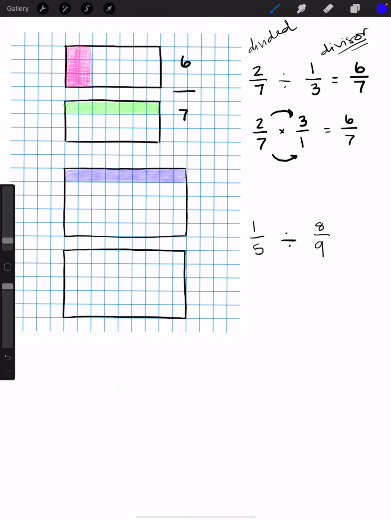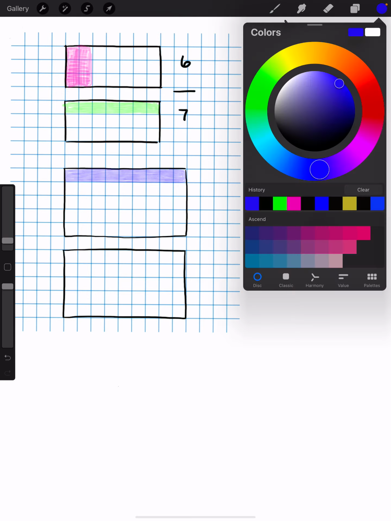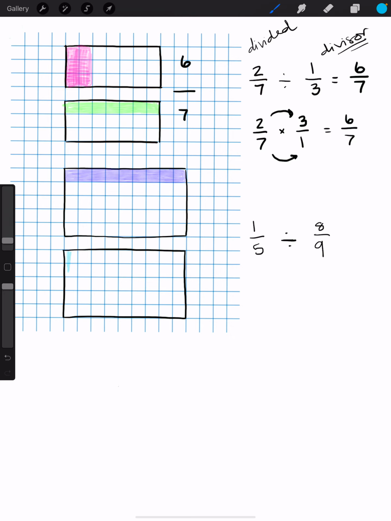And then for my 8/9, conveniently, I have 9 different columns. I'm going to go ahead and color in 8 of them. Can make this a little bit larger. There we go. So color in 8 of them. And I have one column that is left out because I don't have 9/9, I have 8/9.